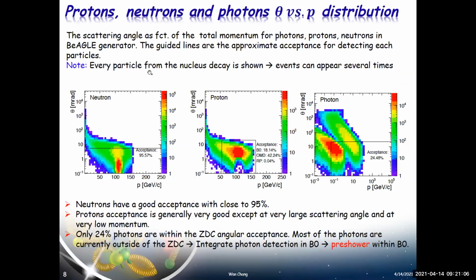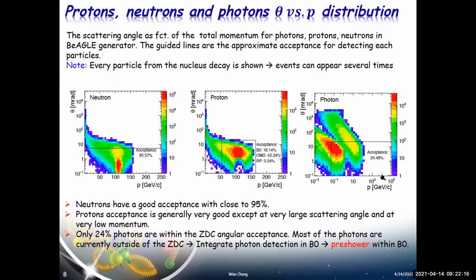The scattering angle versus the total momentum for protons, neutrons, and photons in BeAGLE is shown in slide 8. The guidelines are the approximate acceptance for detecting each particle. The neutron has a good acceptance, close to 95%, with an average of 5 milliradians of the scattering angle. For the proton, the acceptance is generally very good, except at a very large scattering angle and at very low momentum. The 3 different proton detectors cover almost the entire phase space in the scattering angle up to 22 milliradians. Because of the rigidity change, the Roman pot contributes only less than 1%, but the off-momentum detector accepts almost all of the protons, accounting for 42%.